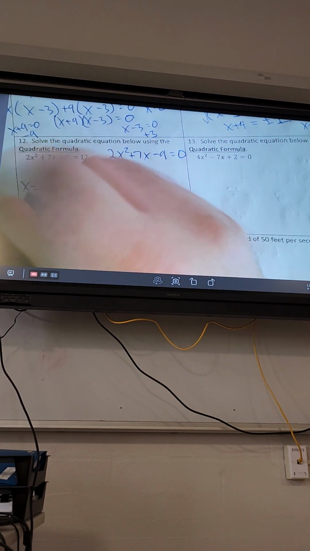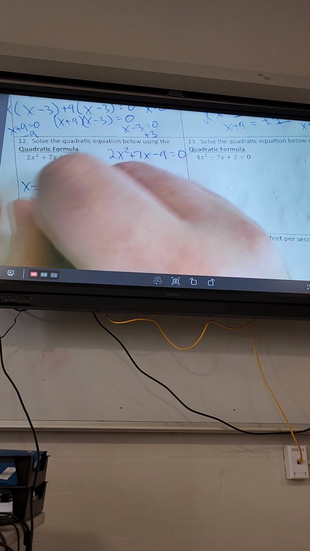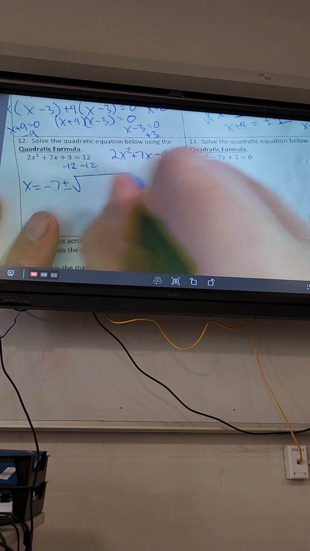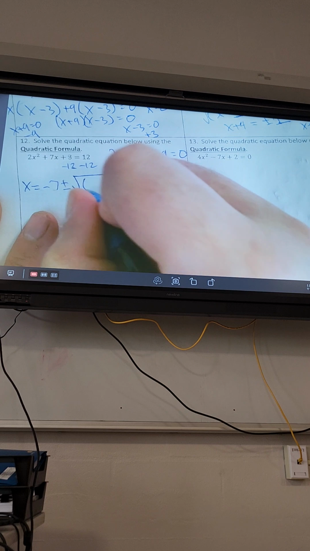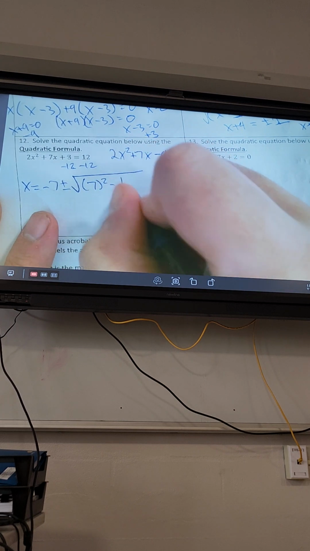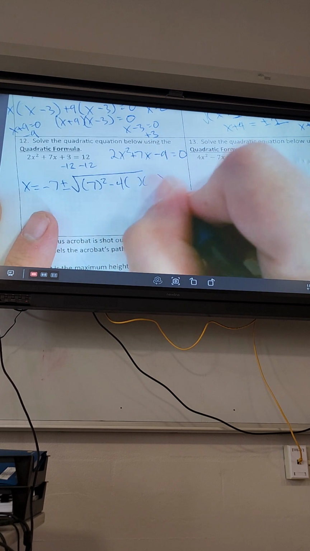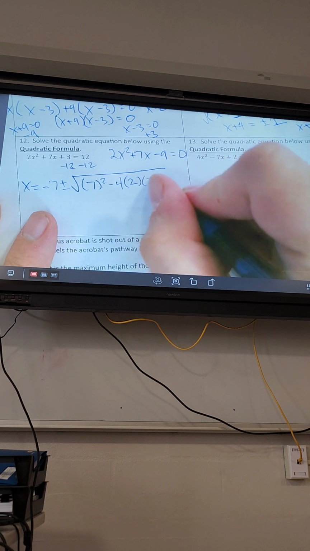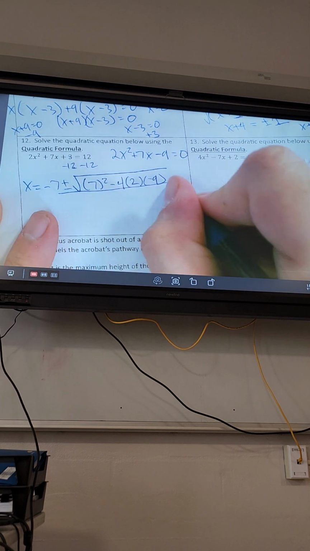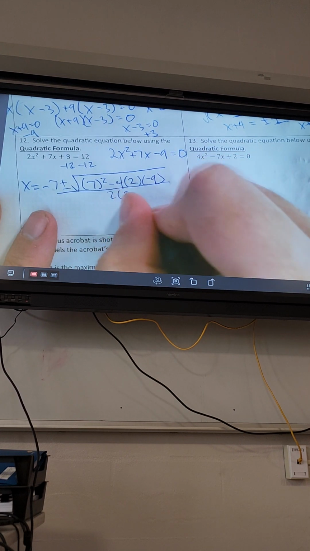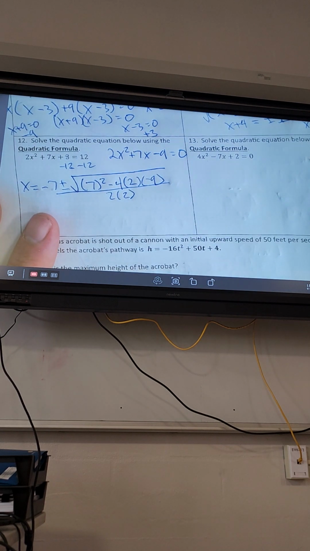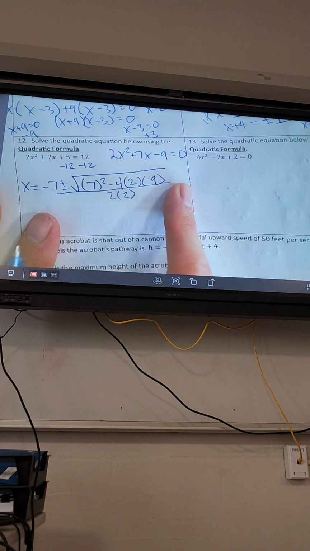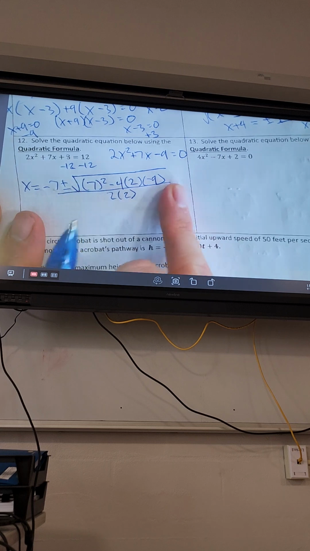X equals the opposite of b, which is negative 7 plus or minus the square root of b squared, which is 7 squared, minus 4 times a times c. My a is 2, my c is negative 9. All divided by 2 times my a, which is 2. All right, let's go ahead and work this out. We know we have to work out that discriminant first, right? Now you have a word for it, which is the thing underneath the square root.